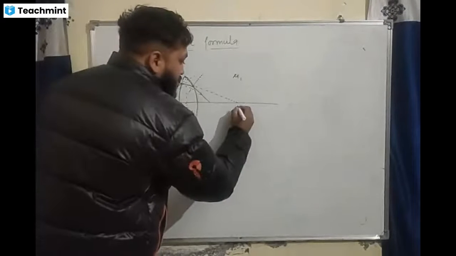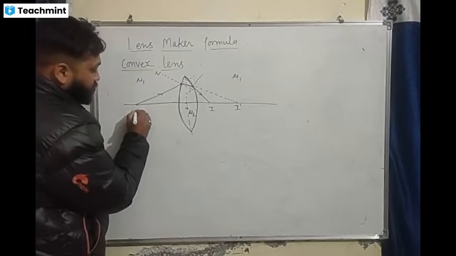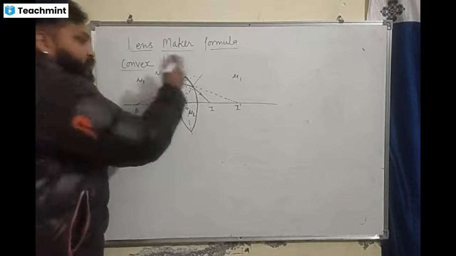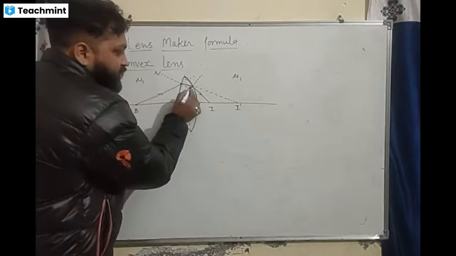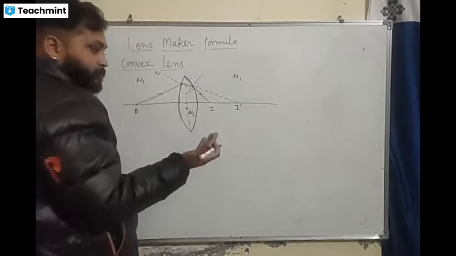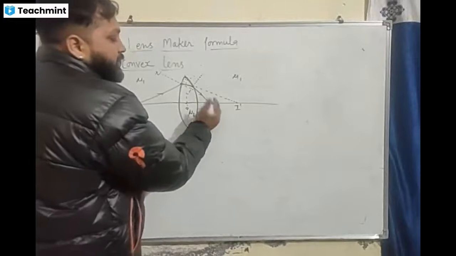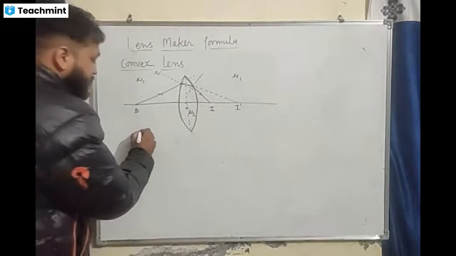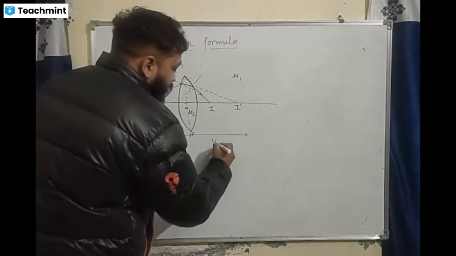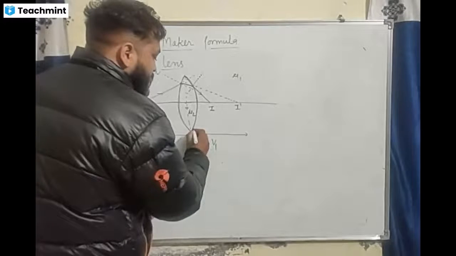So I can imagine this is I dash and this is I, and this is B. So here at B I have placed the point object. Due to the first surface, there is a refraction, but because of the presence of the second surface, again we got the refraction. At the end of the day, the image will form at the point I. So if we consider this distance, this is U, the first image distance is suppose V1, or V dash you can consider, and this distance is V.